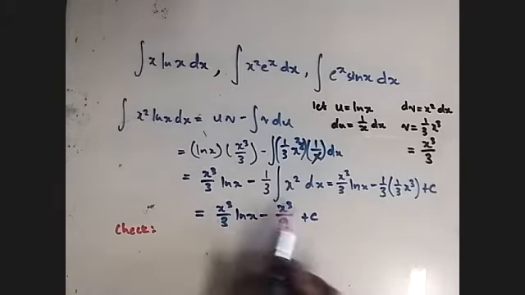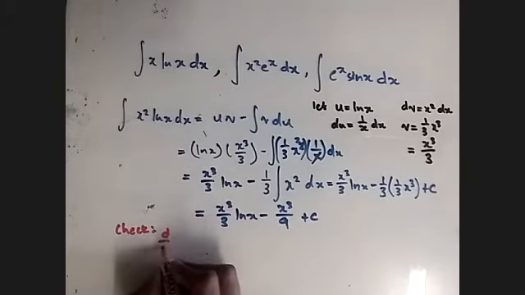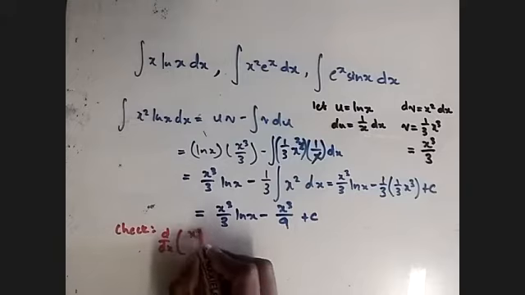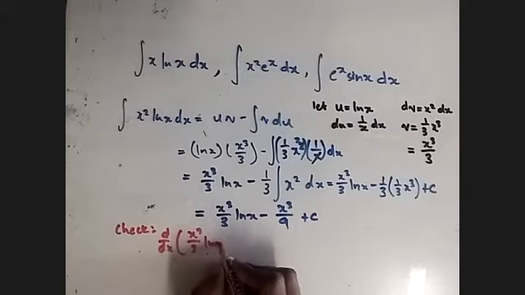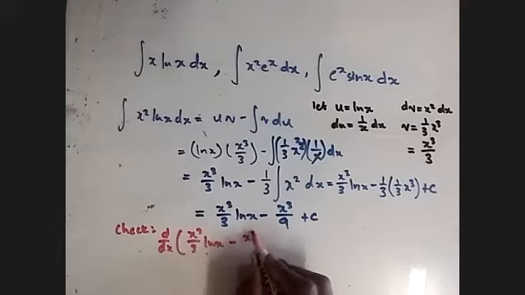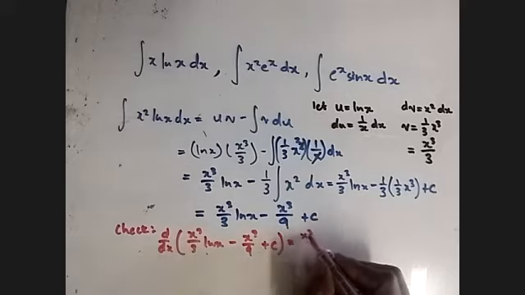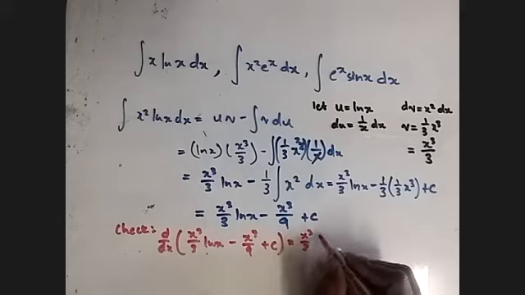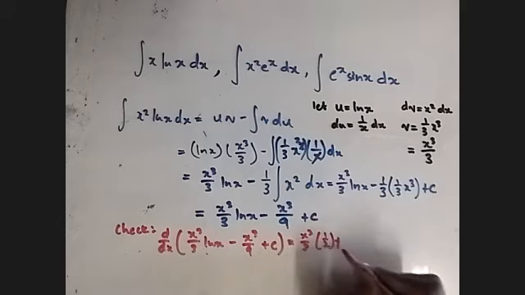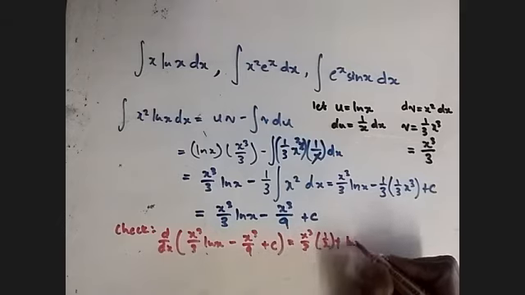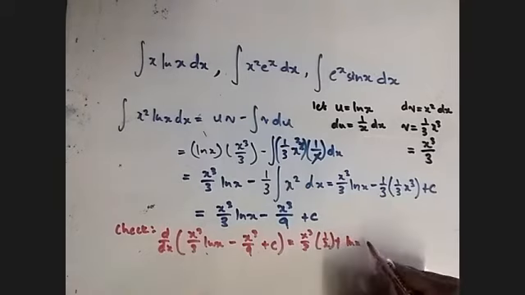We're going to differentiate this. So we're going to have d/dx of x cubed all over 3 ln x minus x cubed all over 9 plus c. The derivative of this is the product rule. So we're going to have x cubed all over 3 and 1/x, plus, now we leave ln x alone, then x cubed times 1/3 is just 1. So we're going to have x squared.